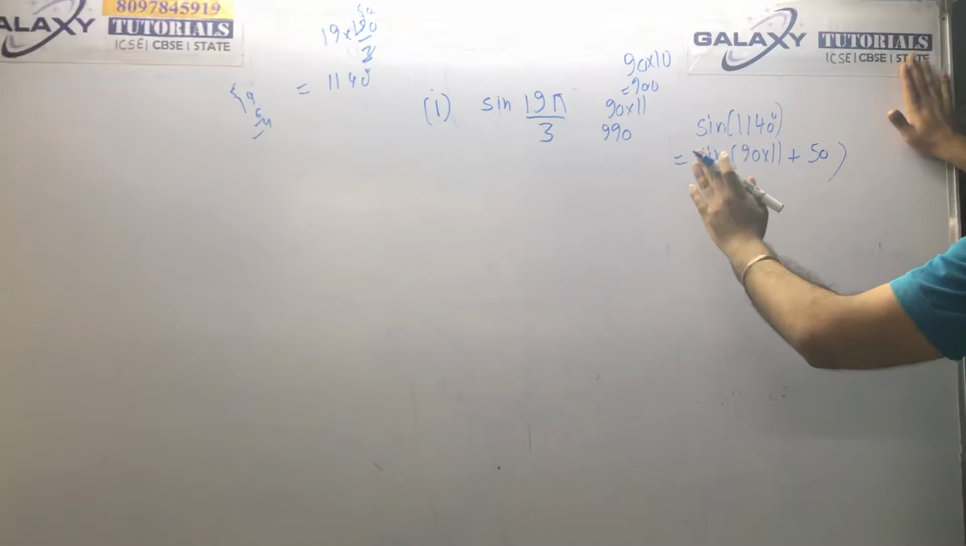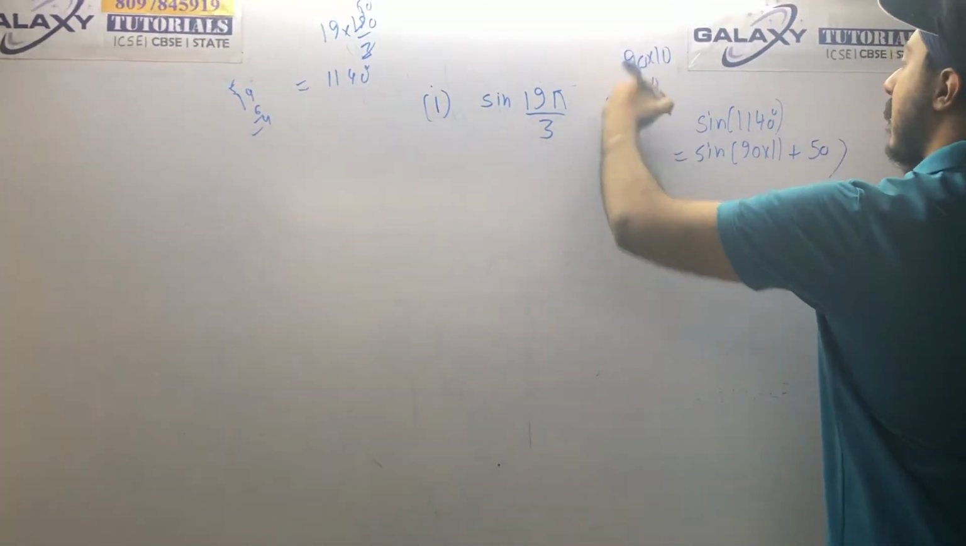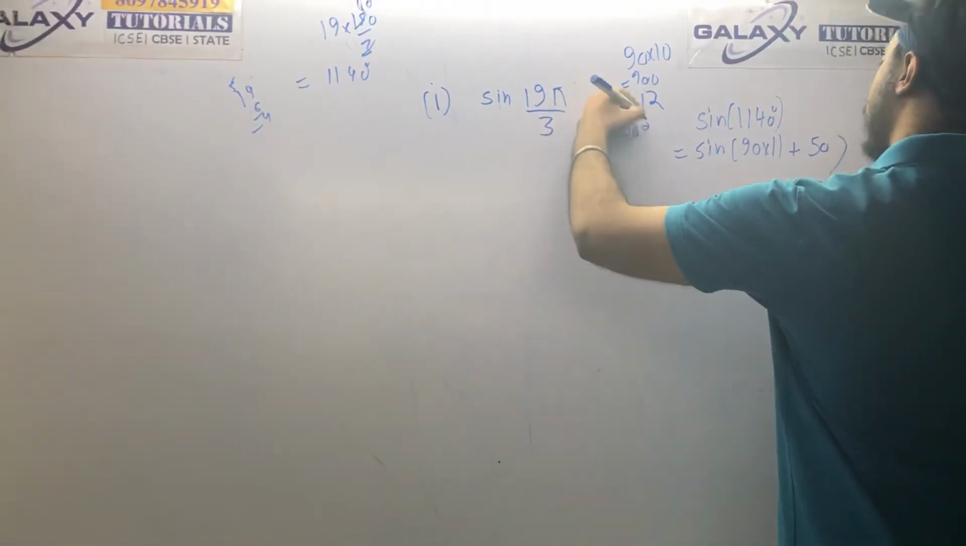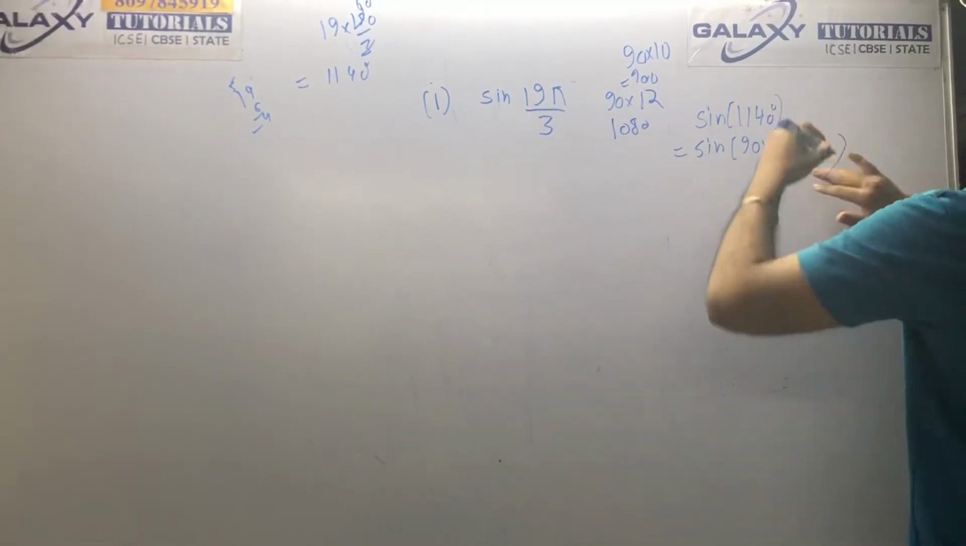Okay, sorry, there is another mistake. So 90 into 12 will be how much? 1080. So you will write here 90 into 12 plus 60 degree.